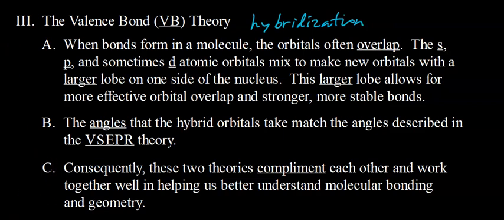The angles that these hybrid orbitals take match the angles described in the VSEPR theory. Consequently, these two theories complement each other and work together and help us better understand molecular bonding and geometry. So we're going to be looking side by side at the VB theory and the VSEPR theory. We're going to compare those and see how, again, the central atom can accommodate so many electron groups.